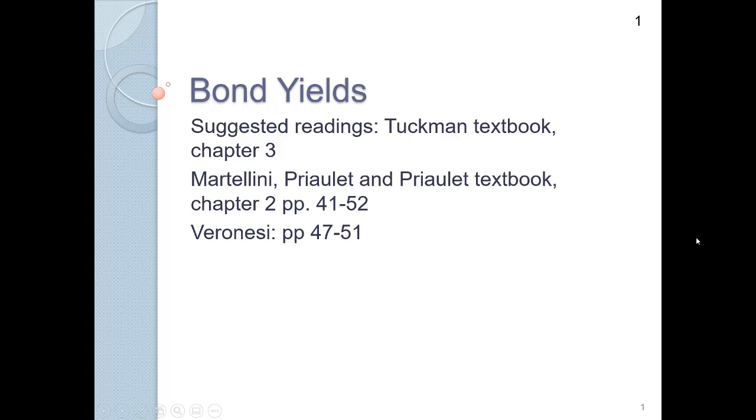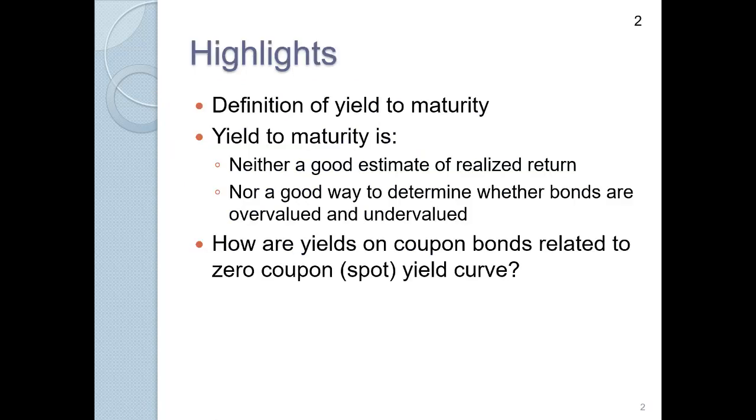In this chapter, we're going to be talking about bond yield. First, we're going to define what the yield to maturity is. This is in Spanish, la tasa de rendimiento al vencimiento. And we're going to see two very important things.